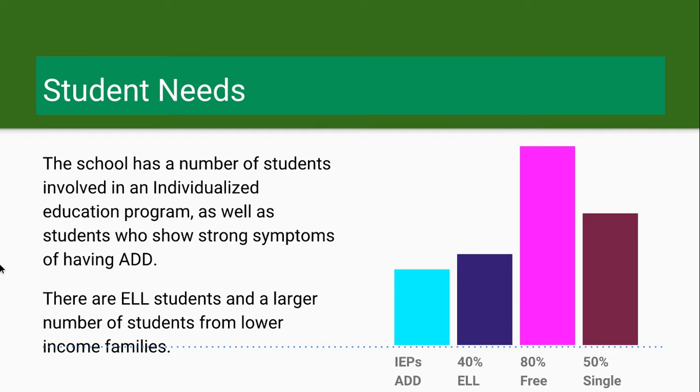The overall school, the student needs in the school, are that there's a number of students that have IEPs. There are also a number of students that are showing strong signs of having ADD. The majority of students are either on free lunch or they are from single parent families, or families that include them just being raised by their grandparents. So a lot of the time their economic status is lower income families. There's also a large number of English language learners.